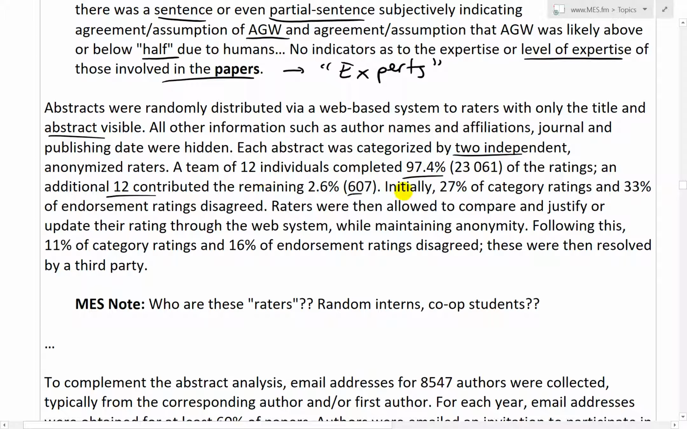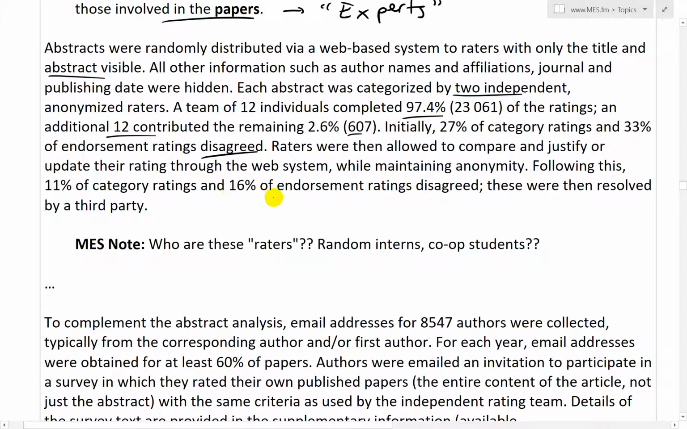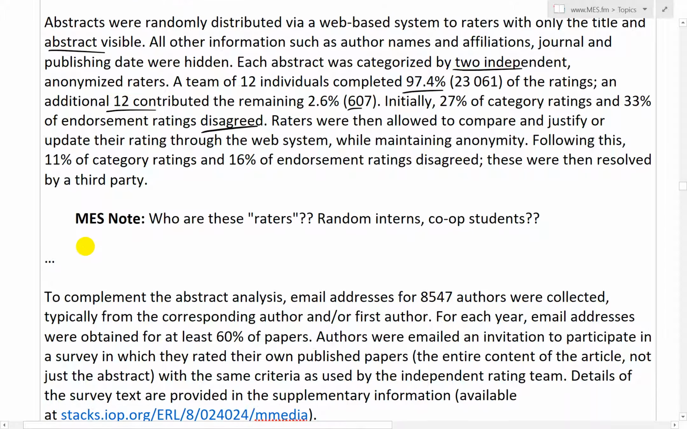That's interesting. Raters were then allowed to compare and justify or update their ratings through the web system while maintaining anonymity. Following this, 11% of category ratings and 16% of endorsement ratings disagreed. They were resolved by a third party. Yeah, so those are some details on it.